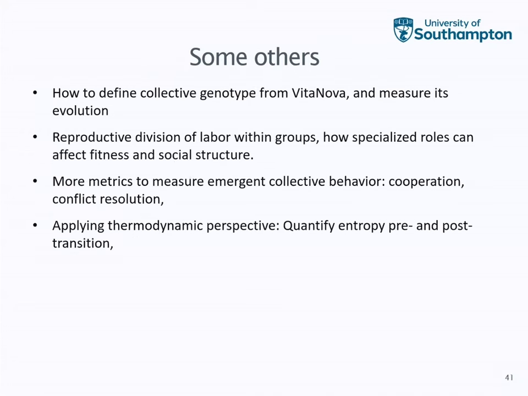And some other technical stuff, especially how I need to define more metrics to measure emergent collective behavior, and how we can define the collective genotype from Vitanova. Yes, and measure the change in genotype at the component level of the boid, and the change at the genotypic level at the collective level, to compare them. Yes, thank you.